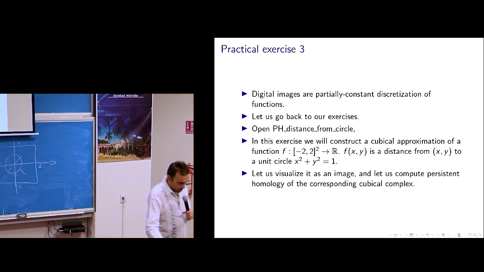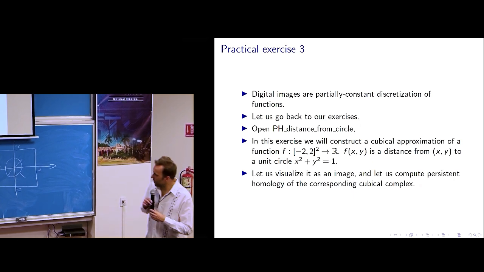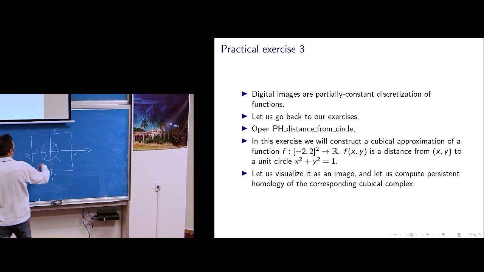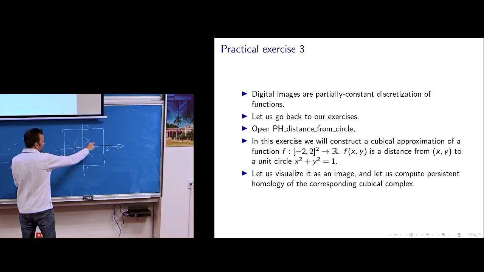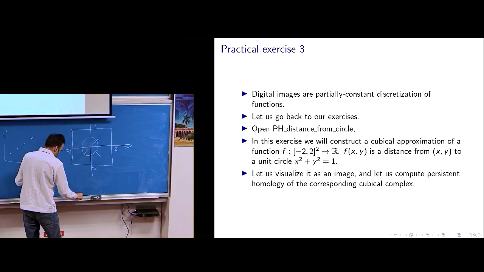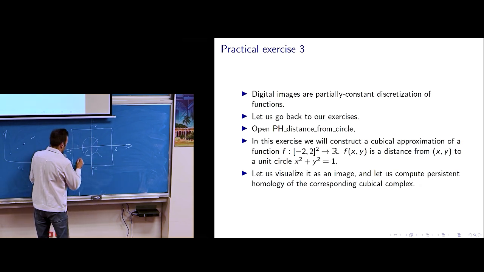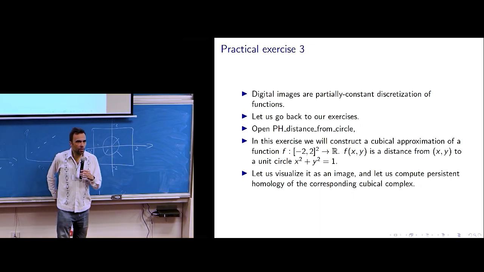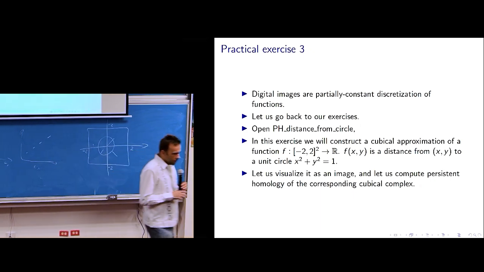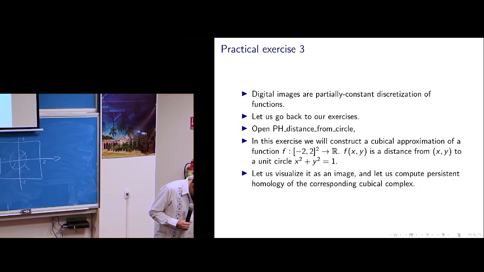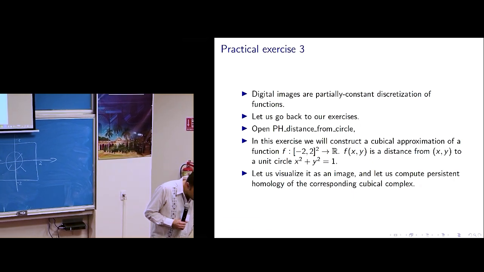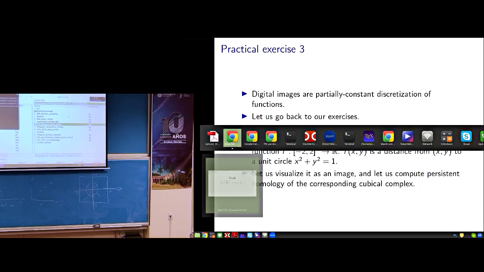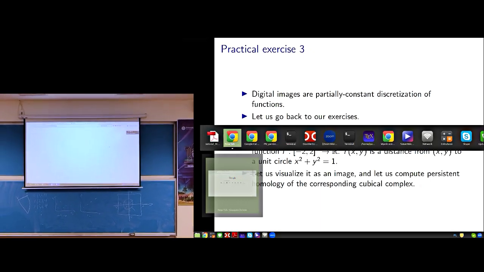Okay. So what we are going to do, we want to understand the sublevel sets of this function, and we'll do it by dividing this square into a grid of points. At every element of the grid, we'll compute the distance, and then we'll treat it as a cubical complex and compute persistent homology of that cubical complex. All right. So what I need to do is, it's called distance, pH distance from a cycle. So I'm going right here, and there it is. This is pH distance from a cycle.